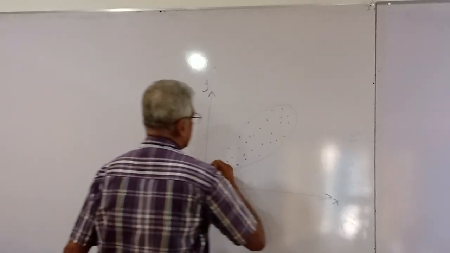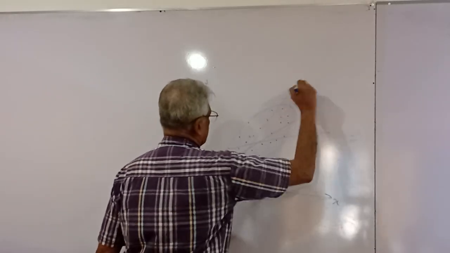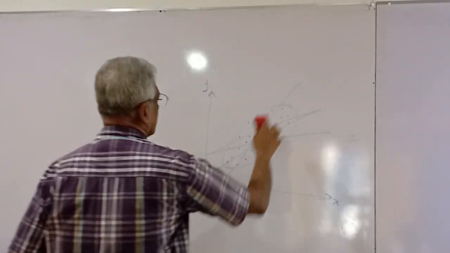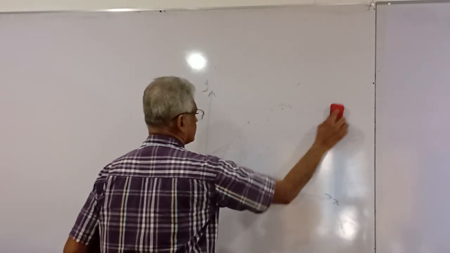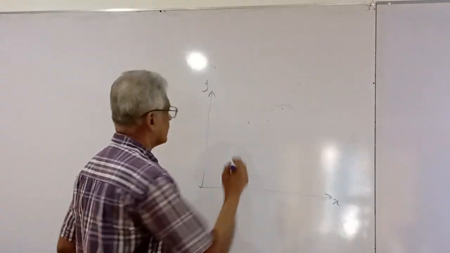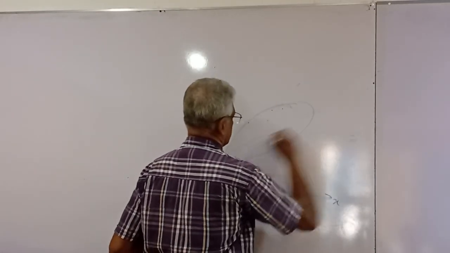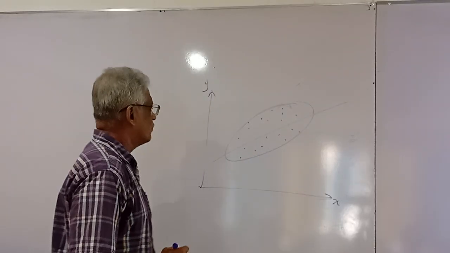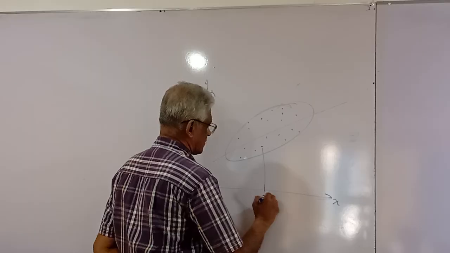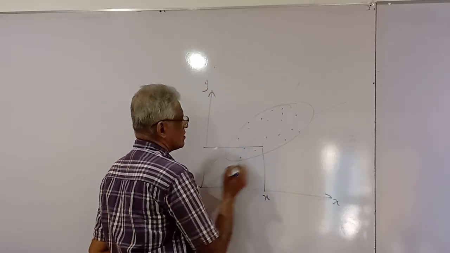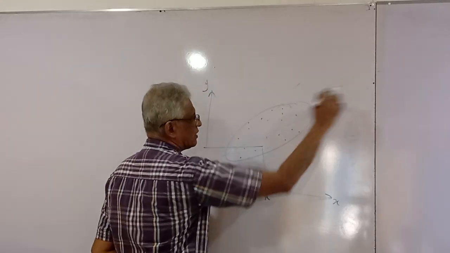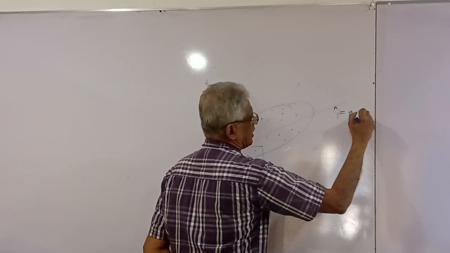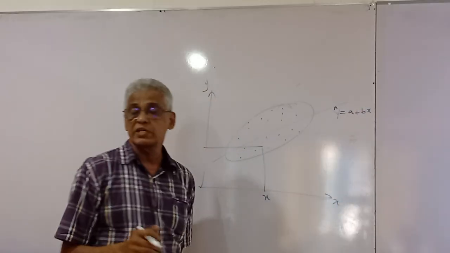You can draw so many lines through these points. So if you consider, for example, one particular line, let's consider this line. Suppose your data are something like this. For a given x, this is the actual y value. If you use this particular line, say y hat equals a plus bx, where we don't know a and b yet.